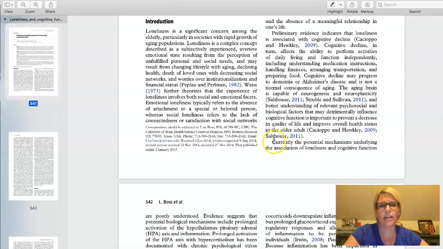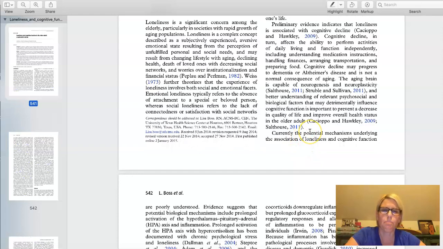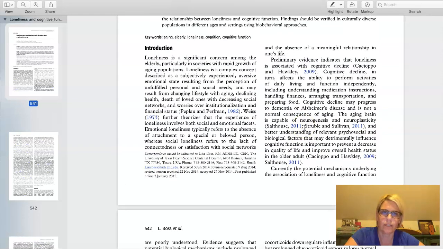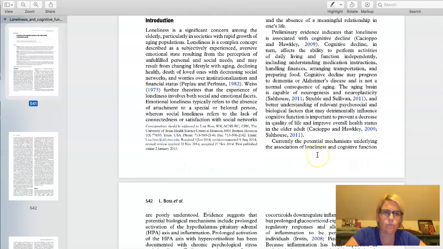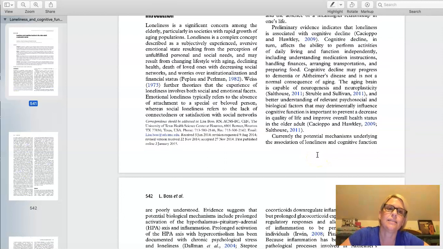And then starting here where it says "currently the potential mechanism," that's the 3rd paragraph, that's really where the background and significance start, even though it doesn't have a subheading. But in the introduction, I really connected the two. So loneliness is connected with cognitive decline. So then I really need to talk about how.